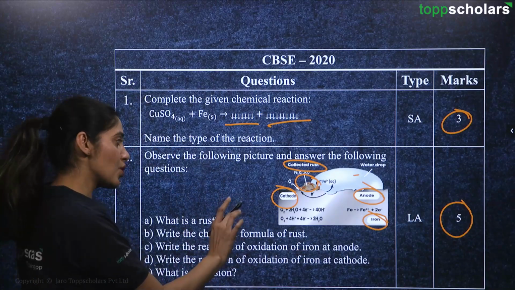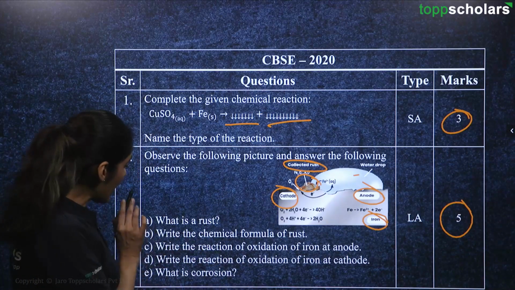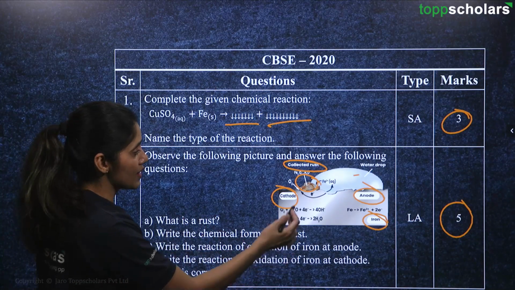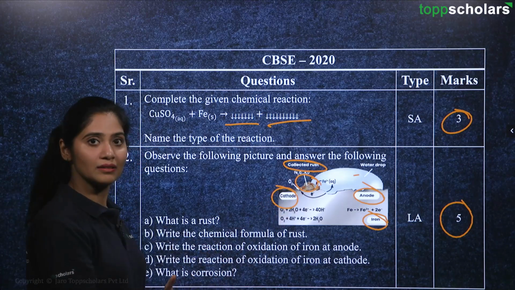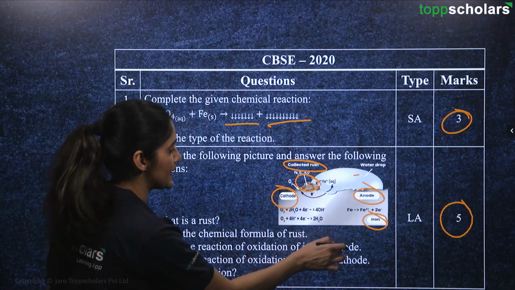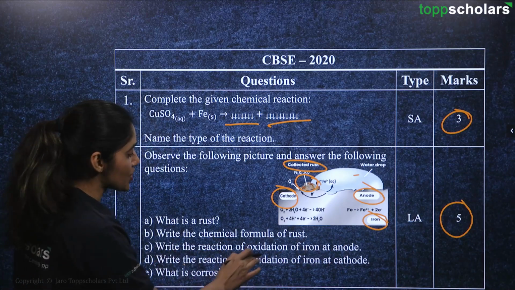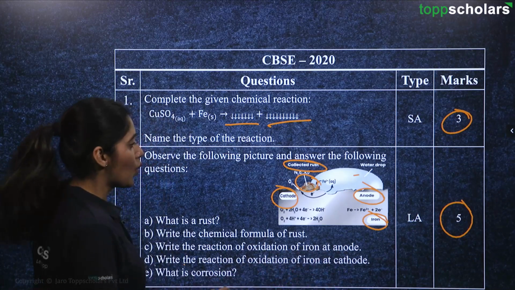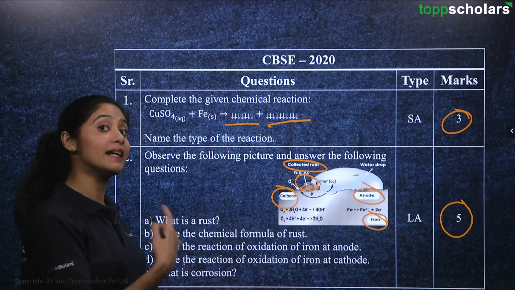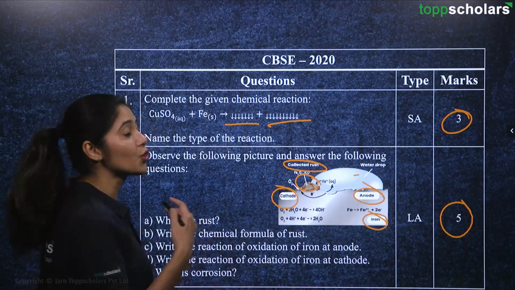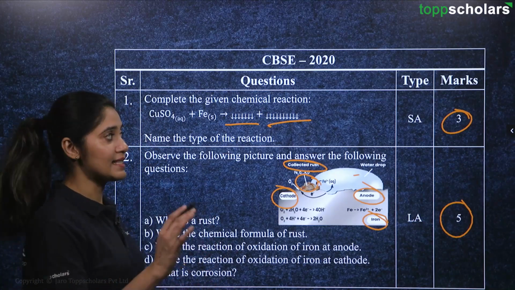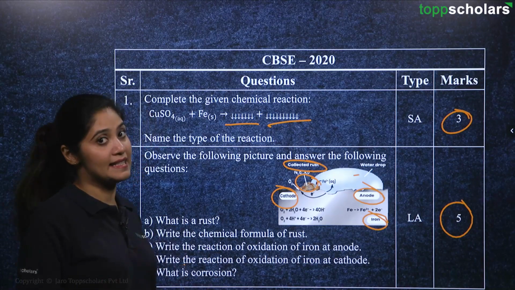So now based on this, you have to answer the following question. A, what is a rust? Okay. B, write the chemical formula of rust. I feel it's already given here, right? The chemical formula of rust. Write the reaction of oxidation of iron at anode. Then write the reaction of oxidation of iron at cathode. So again, if you can see, there is the reaction mentioned. We will discuss this further in subsequent slide. Then what is corrosion? Okay, so we will answer these questions in detail in our subsequent slide. We will discuss that and let's see if it makes sense.